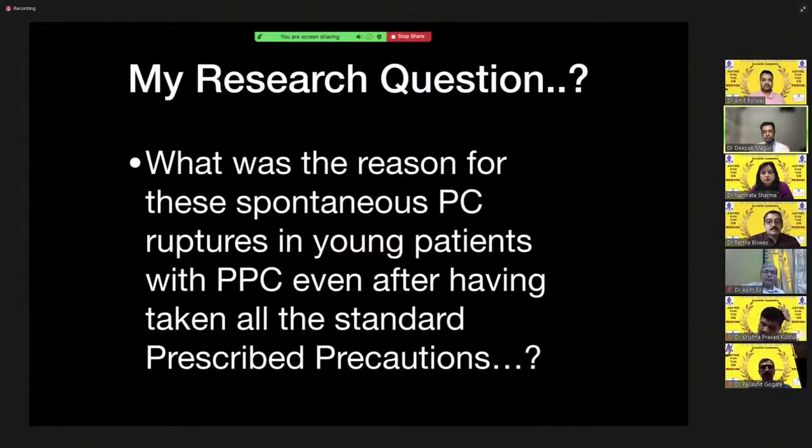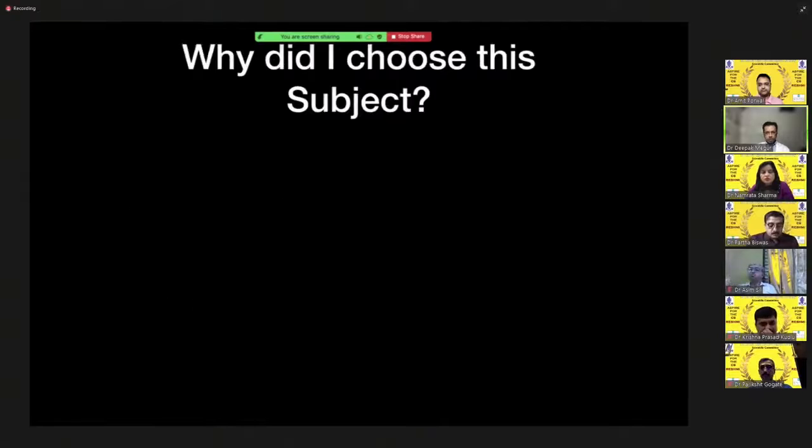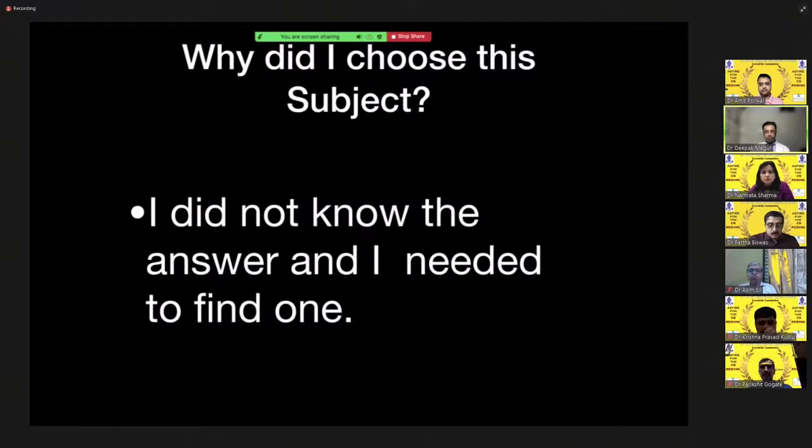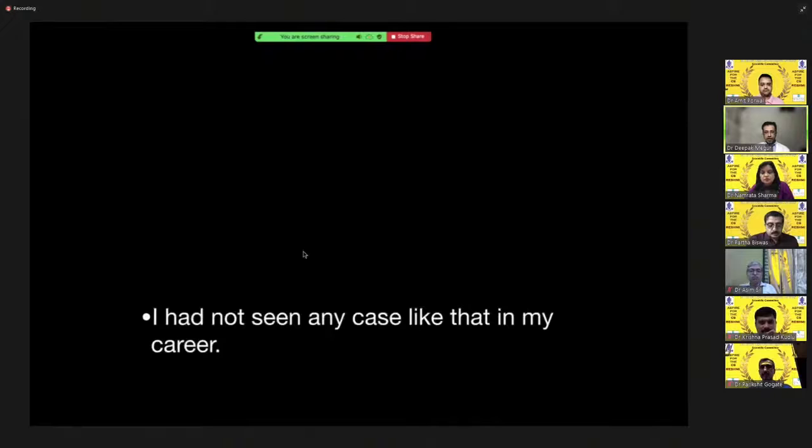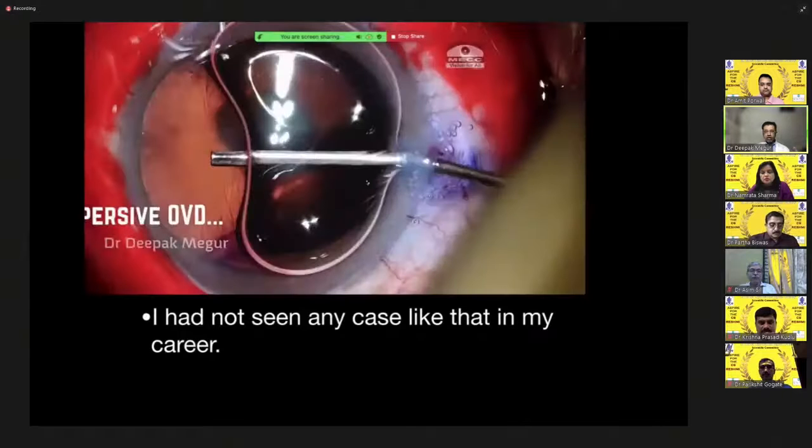Well, obviously, I just wanted to ask the question, what was the reason for these spontaneous ruptures in young patients with PCC? Because there is a report which suggests that the incidence is definitely much higher in younger patients compared to slightly older patients with postpolar cataract, even after taking all the standard prescribed precautions. And why did I choose the subject? Because obviously I did not know the answer until this case happened. And this case was a triggering factor for me.